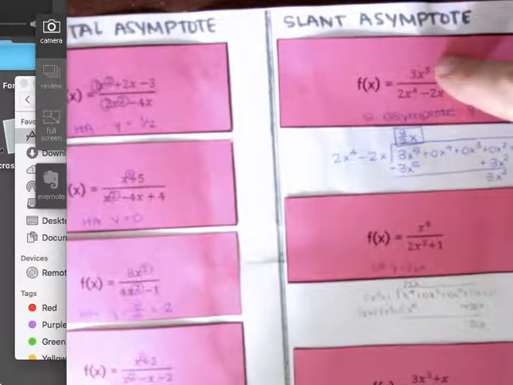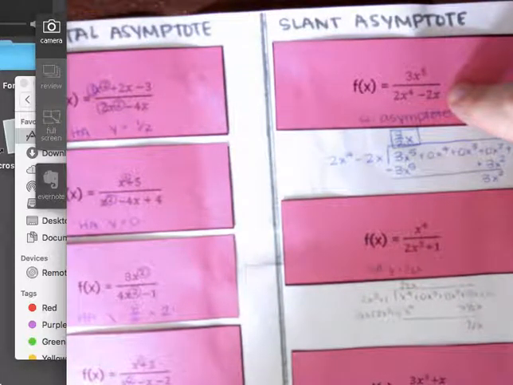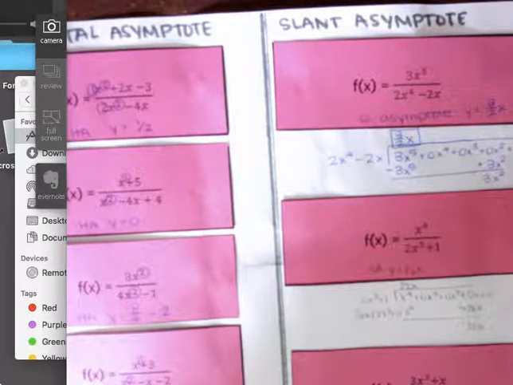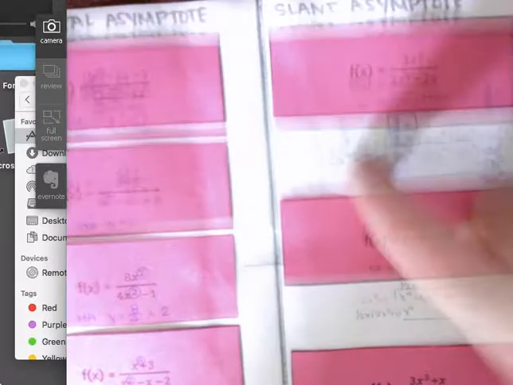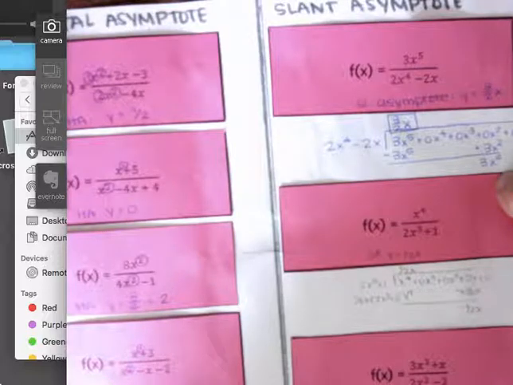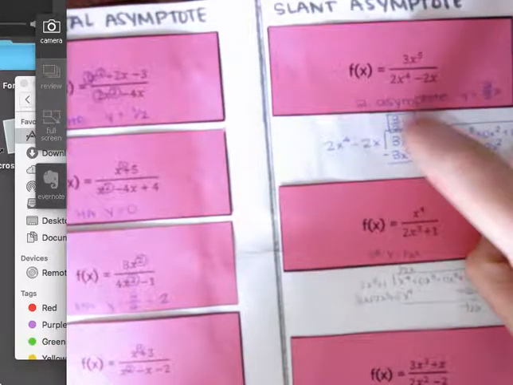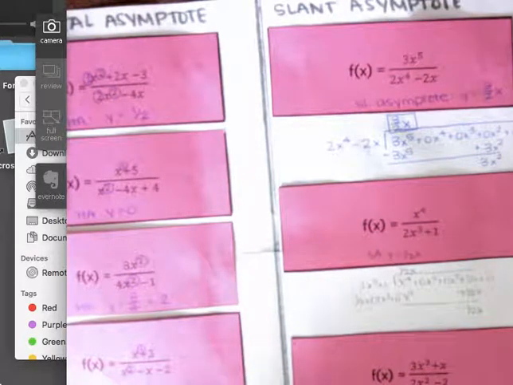So we're going to take that 3x to the 5th and divide it by 2x to the 4th minus 2x. Okay, what's kind of awesome is that once you get to a place where you have a remainder, so like since this 2 is smaller than this 4, you have a remainder. You don't care about the remainder anymore. You don't care about anything else after the remainder. You just care about this part. So that's going to be your slant asymptote. Excuse me.